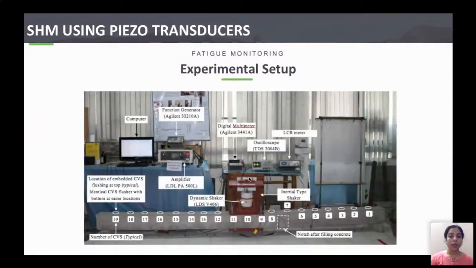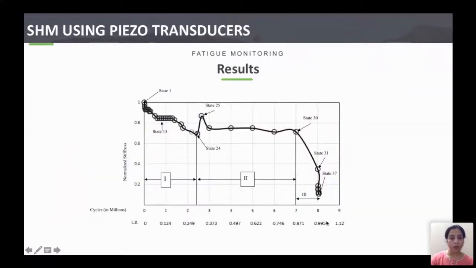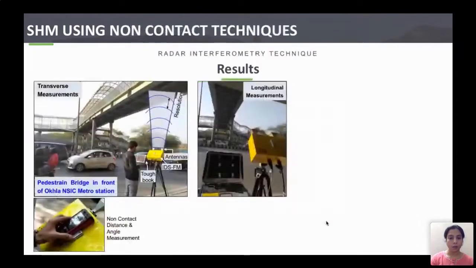And next is fatigue monitoring using the piezoelectric sensors. The beauty of this experiment was that we did it for almost 1 year. We applied a very low level of strain using a shaker, and we monitored the stiffness values derived from the piezoelectric patch, and it was giving a good S curve.